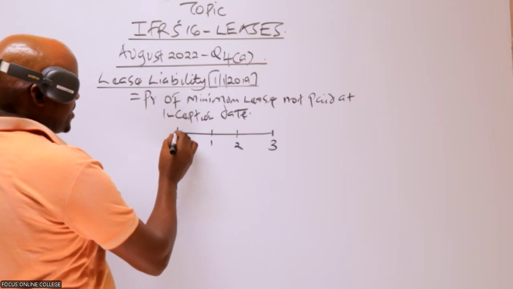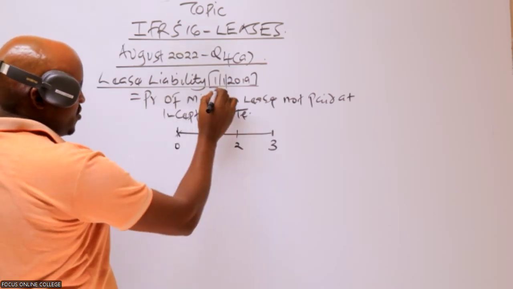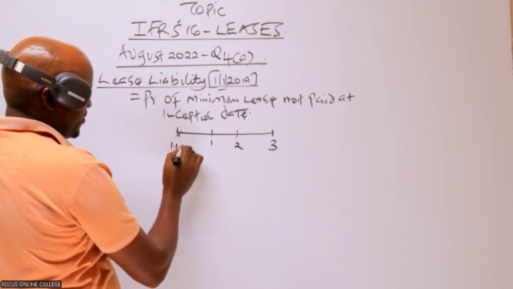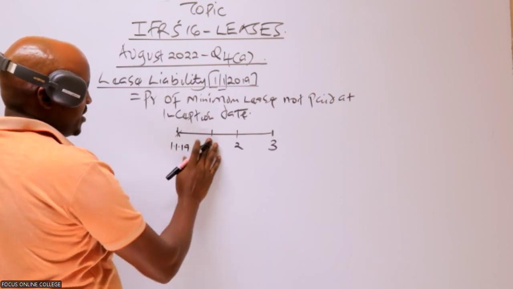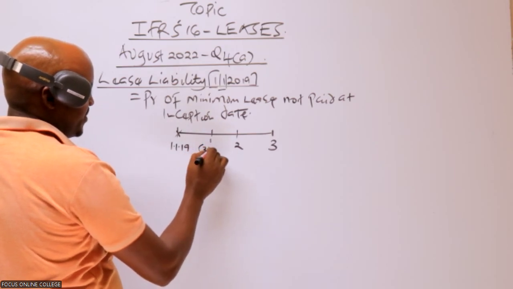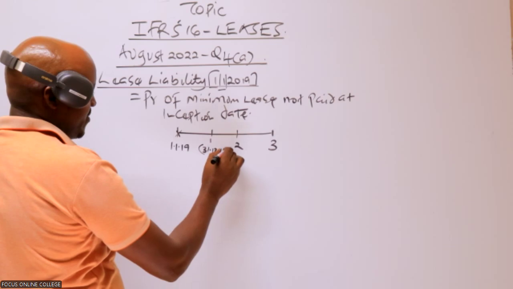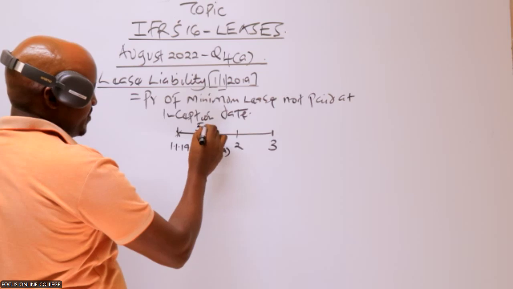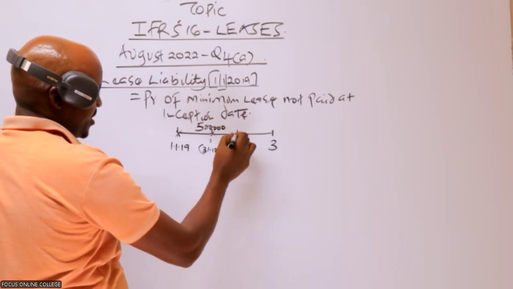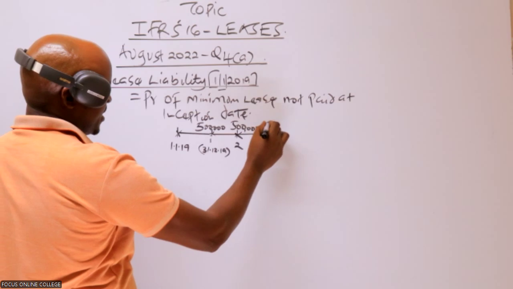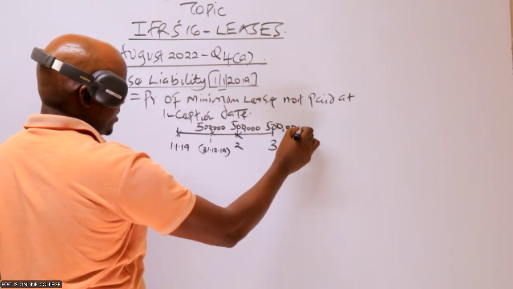Remember, the lease commenced on which date? On this date. So the start of year 1 is 1st of January 2019. This means the first installment of the minimum lease rentals will be paid at the end of year 1. So the amount to be paid there will be 500,000. Automatically, the other one will be paid at the end of year 2. Automatically, the other one will be paid at the end of year what?